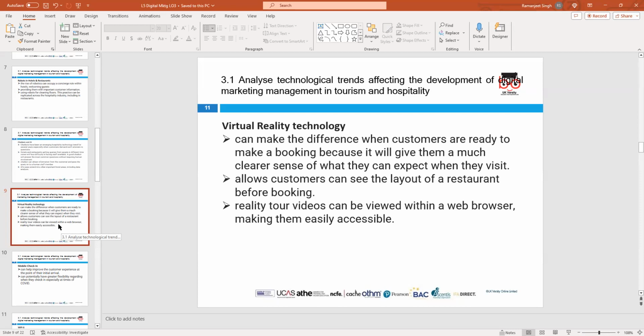Okay, so before they can visit, before they can make a booking, they can see what things will look like, and then they can make decisions according to their own mind. This has affected the rise of technology. This has affected the technology advance in the administration of tourism and hospitality. This has also affected the housing trade as well.